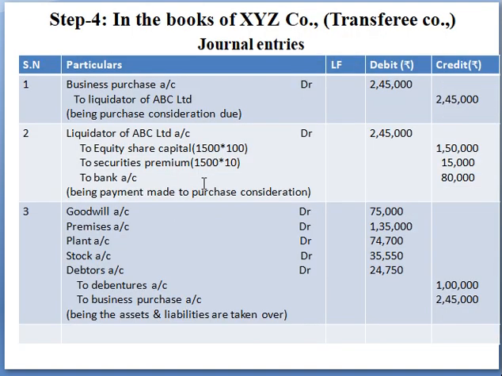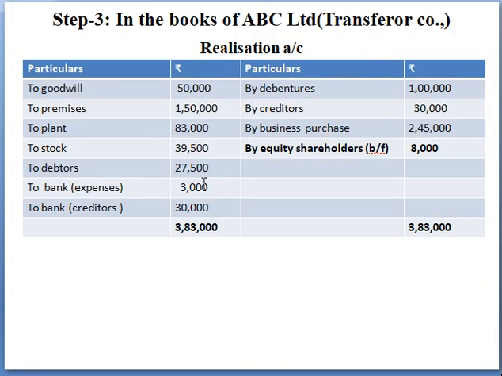And next, wherever you entered bank, just give the opposite entry to that. Now see here in the realization account, we have two bank items, right? So this is the debit entry. For this, we have to give the opposite credit entry.